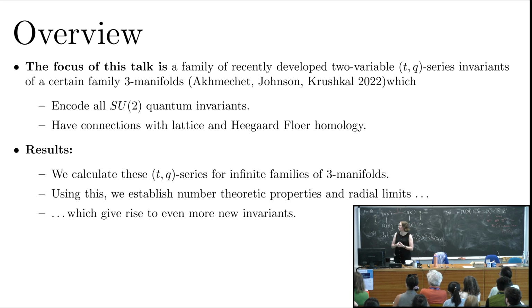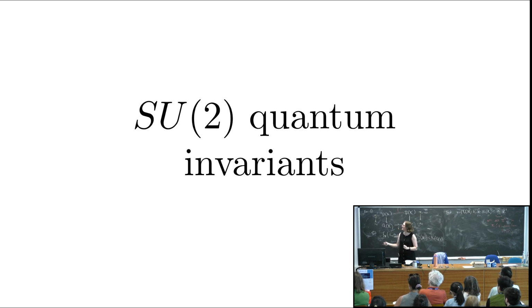The results covered in this talk are that we calculate these TQ series for infinite families of three manifolds. This is a relatively young invariant, and as far as we know, we provide the first calculation for an infinite family. We also use this calculation to establish number-theoretic properties of these invariants and radial limits towards roots of unity. And these radial limits give rise to even more new invariants. I'll talk more about what those are, but I'll start by saying a little bit more about what I mean by SU2 quantum invariants.